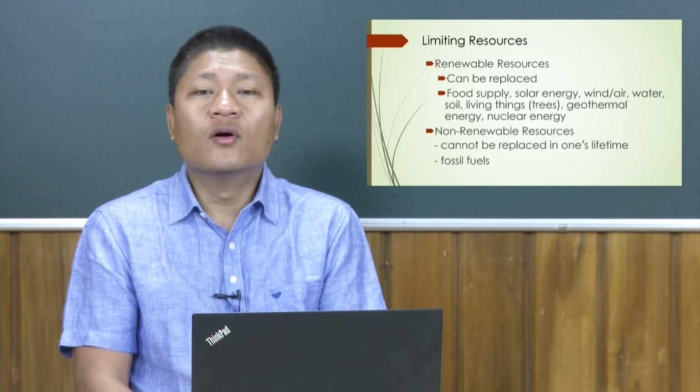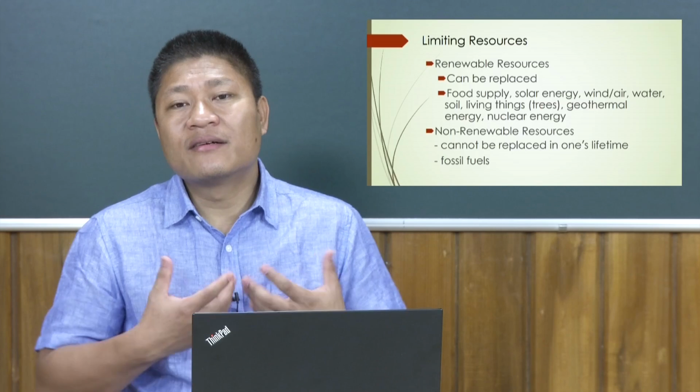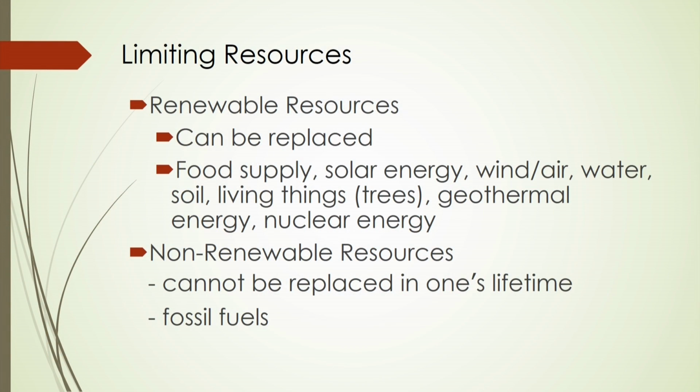Now, what have all these led to? The increasing rate of population growth. In essence, there are two types of resources which I had mentioned. One is the renewable resources, and the second is the non-renewable resources. What are renewable resources? Which can perhaps be replaced, for example, the food supply, solar energy, air, water, soil, living things. All these are renewable, whereas non-renewable resources cannot be replaced in one's lifetime, for example, the fossil fuels.